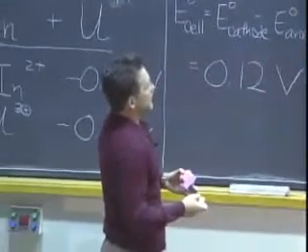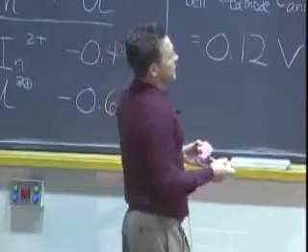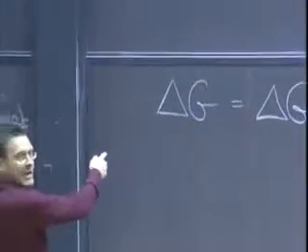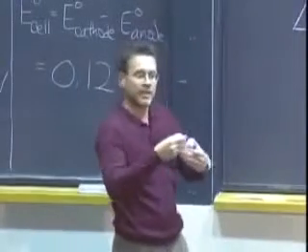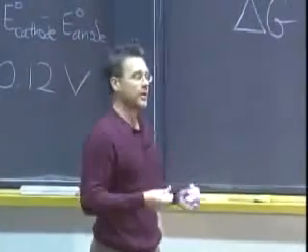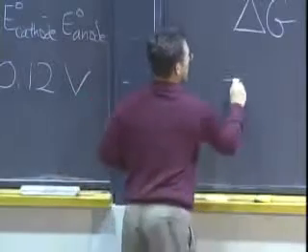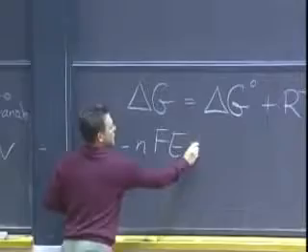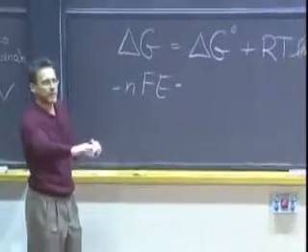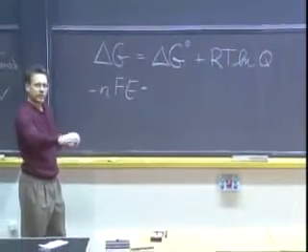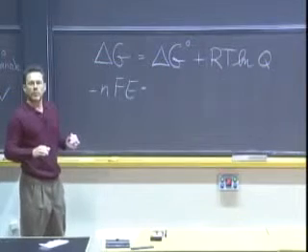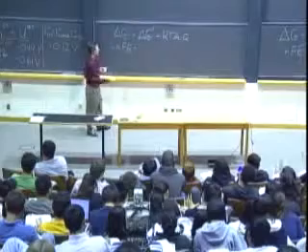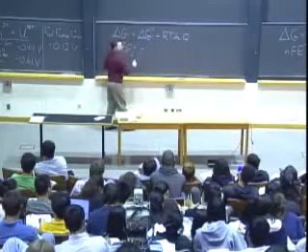And the neat thing is now that we have another relationship for the free energy of a reaction that's related to electrical work. We got that up there. So now we can go minus NFE. And notice that what we're doing here is we're considering what happens when we perturb a system from equilibrium conditions. And when might that happen?